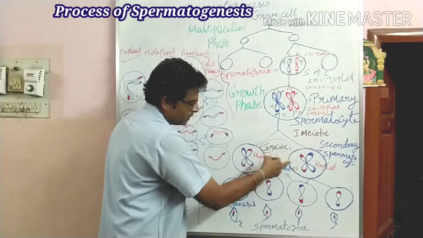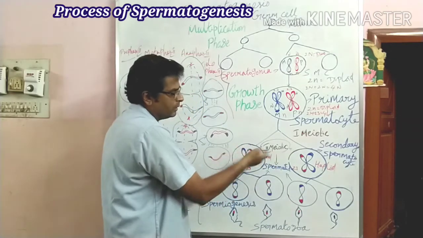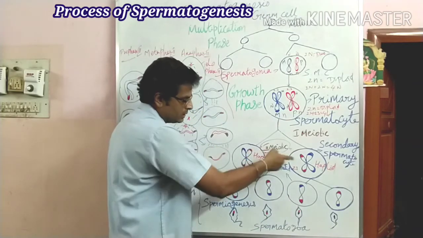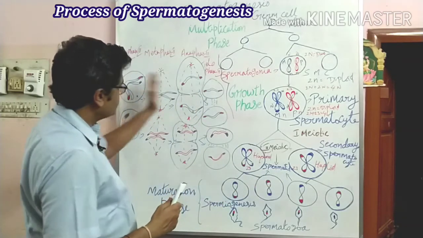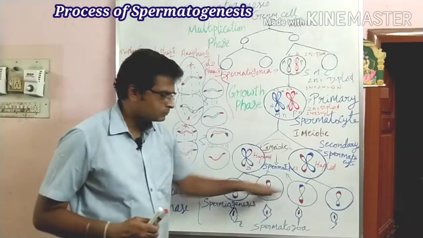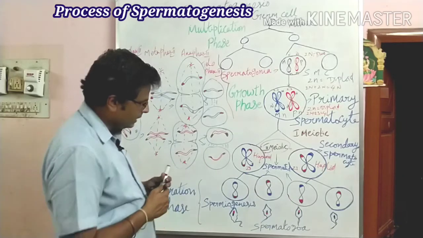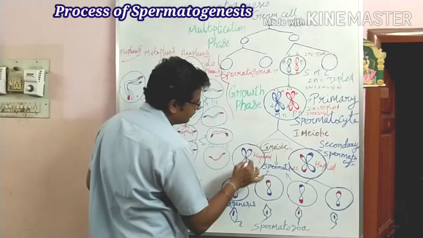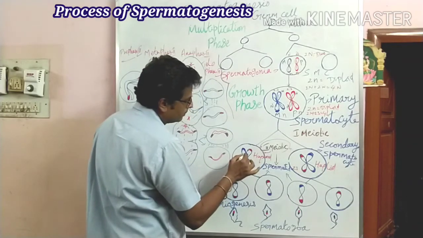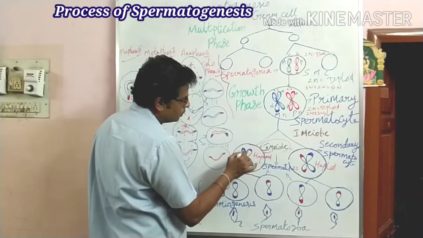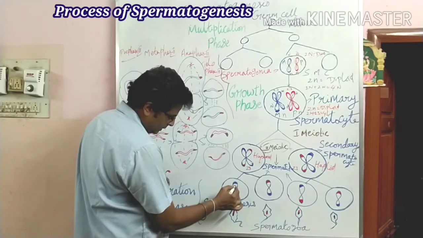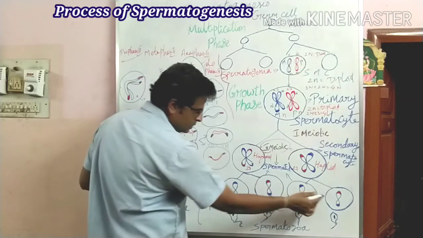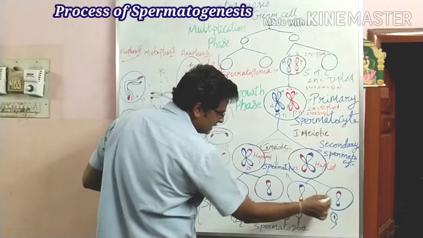The secondary spermatocytes formed from the first meiotic division undergo the second meiotic division and produce four daughter cells, each carrying a single chromatid. Earlier it was a single chromosome with two chromatids. Reduction division produces a single chromatid. This is also a single chromosome but with a single chromatid.